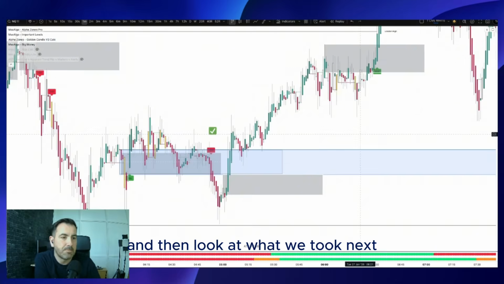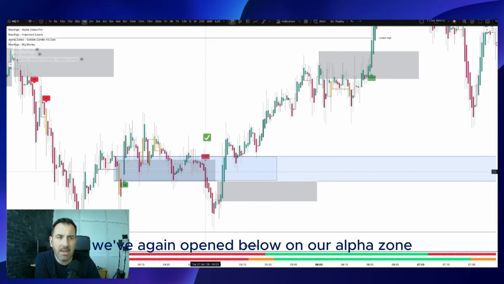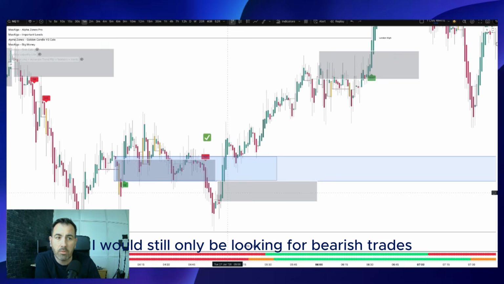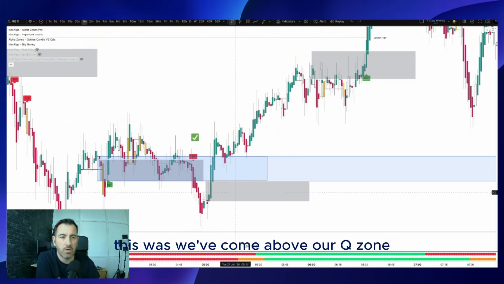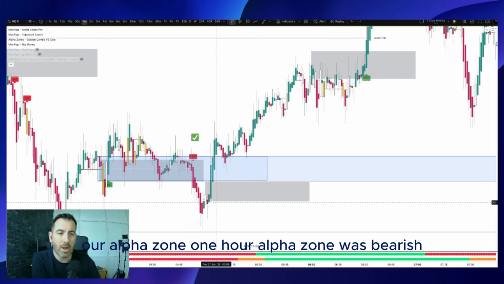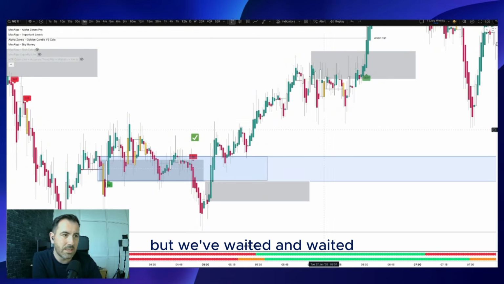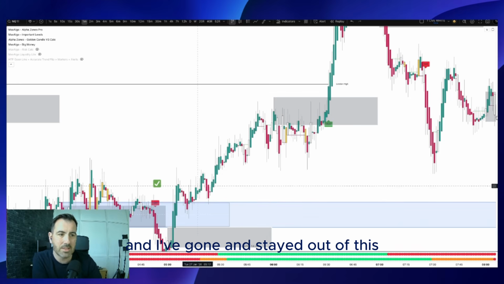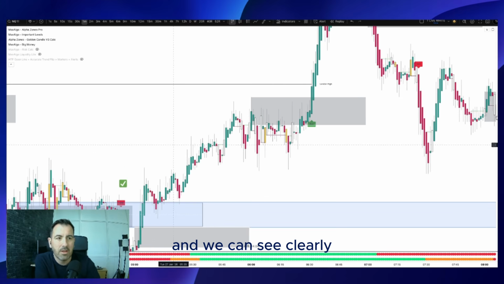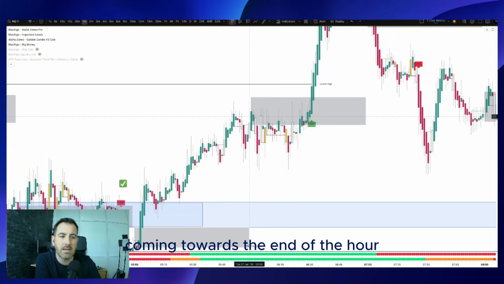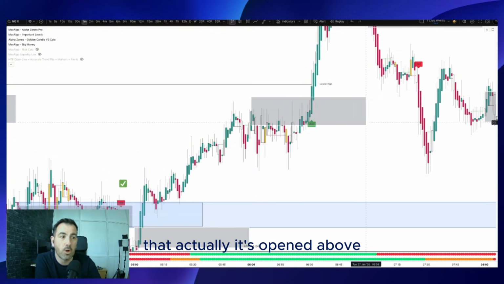And then look at what we took next. So from there, we've again opened below on our alpha zone. So right now, I would still only be looking for bearish trades, but price has gone up. So in my eyes, we've come above our Q zone. Our 1 hour alpha zone was bearish, but we've waited and waited, and I've stayed out of this until we come to a point of our next hour, and we can see clearly coming towards the end of the hour that actually it's opened above.